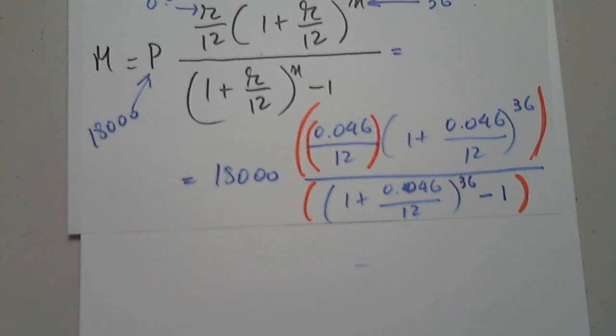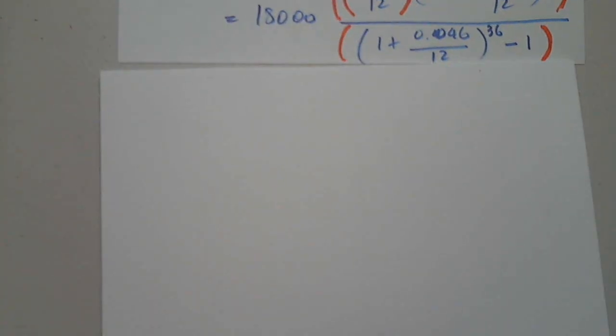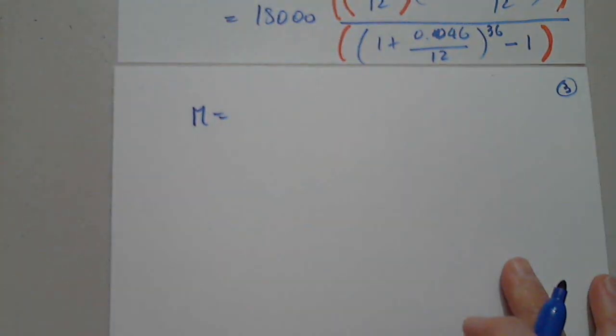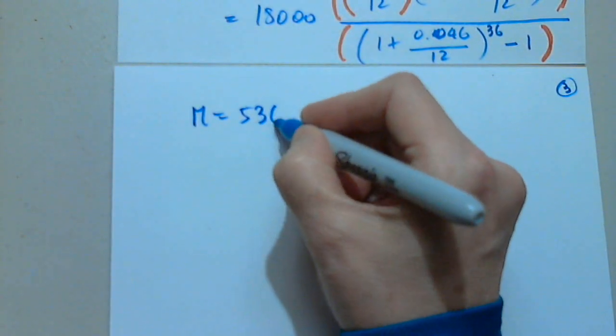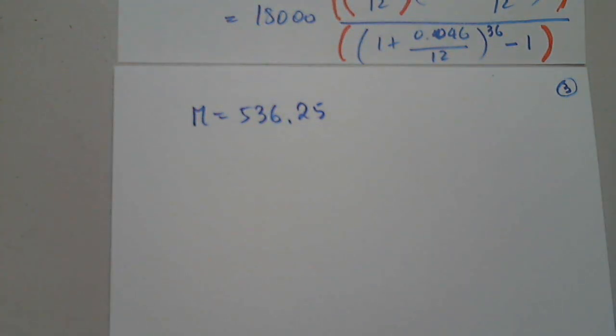When I press enter, this will tell me how much I have to pay per month in order to return the money, with interest, of course, to the bank. So that's my page 3. So M, the monthly payment, is 536.25. The hundredth digit is 4, but the thousandth digit is 9. So 25, okay? And this is per month.